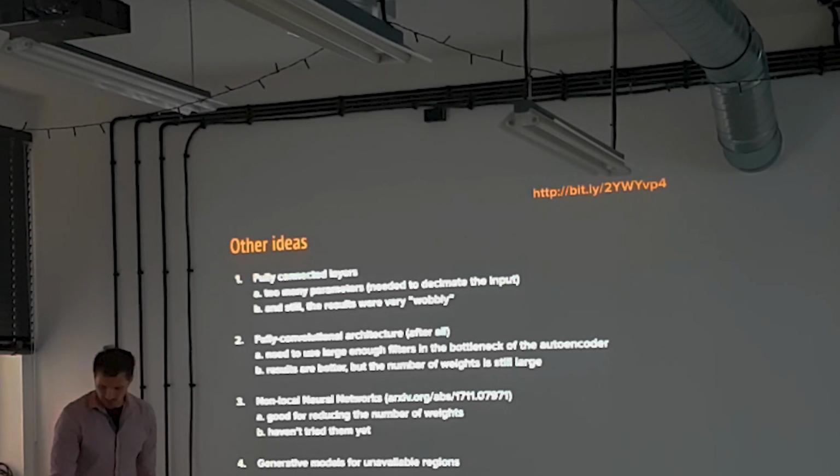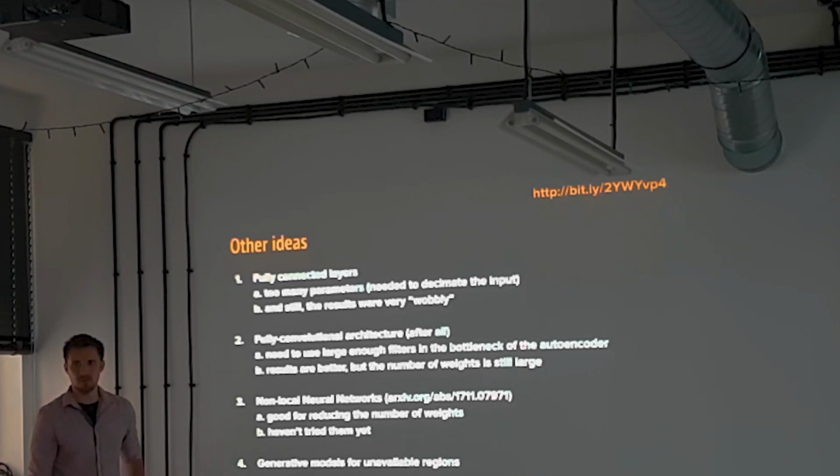And the fourth idea is to use generative models for the unavailable regions. So in the cases where other cars obscure the view, and also when you don't see, for example, the rooftop. I'm guessing a generative model would do a better job than the model I'm using currently, but I haven't tested that. And I haven't tested the non-local neural networks, so I tested the first two.